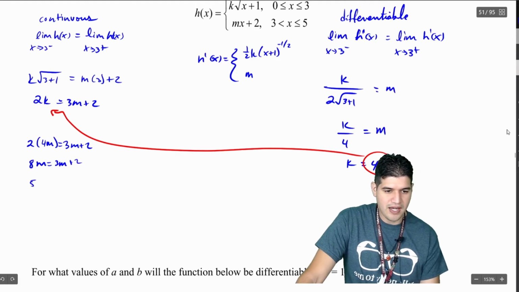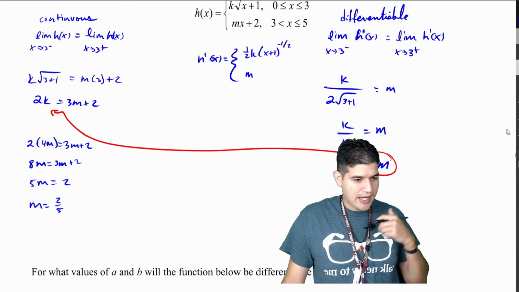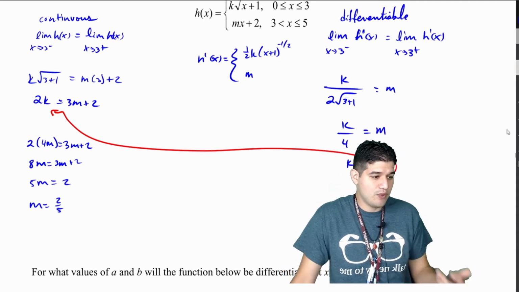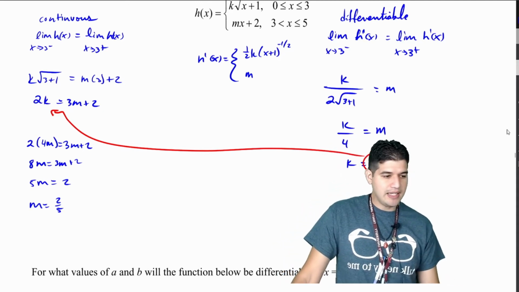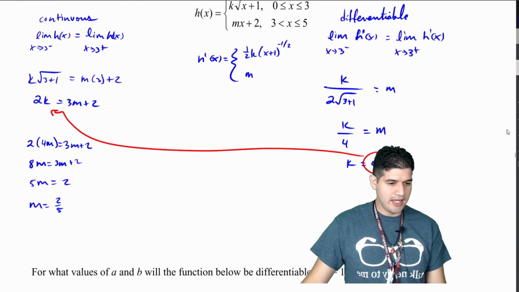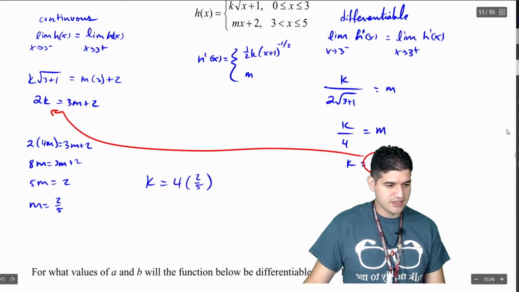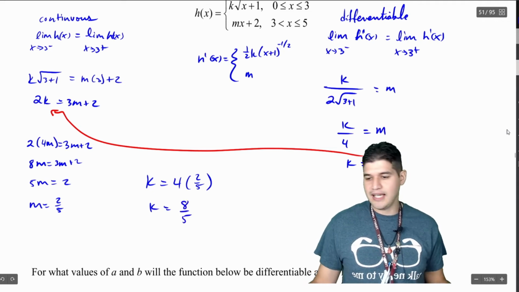And then I get 5m equals 2. So m will get me 2 fifths. And since m is 2 fifths, I can take that value and figure out what k is. So we know that k is 4 over m because we wrote it right there. So k equals 4 times m, which we just found is 2 fifths. All right, so k is going to give me 8 over 5. And that can't be simplified.